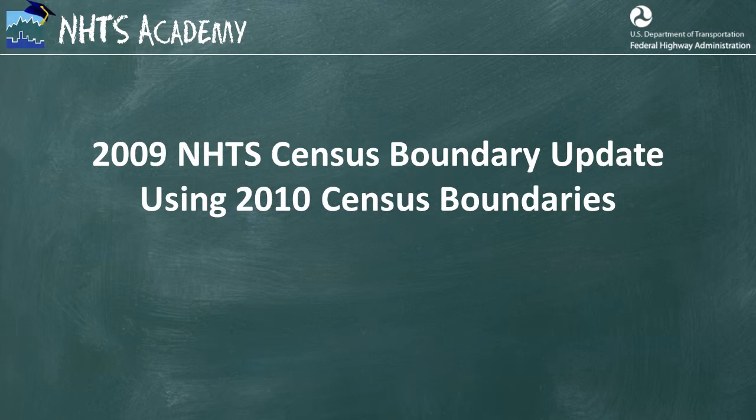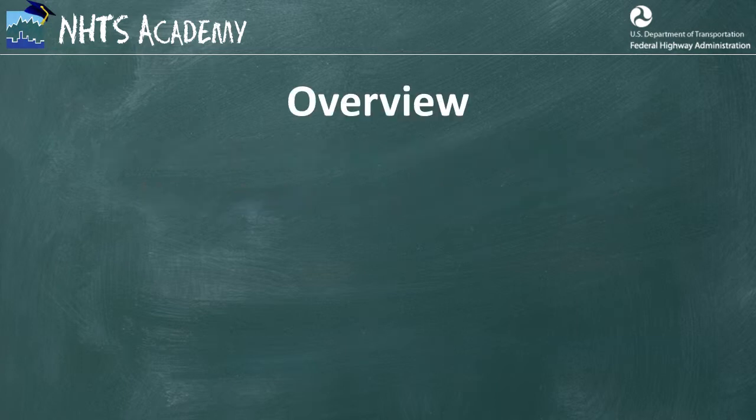The purpose of this NHTS Academy module is to describe the 2010 Census Boundary Update to the 2009 FHWA NHTS. Because Census changed how they define metropolitan areas between the 2000 and 2010 censuses, we are providing a file that allows NHTS users to use the updated metropolitan definitions in their analysis.